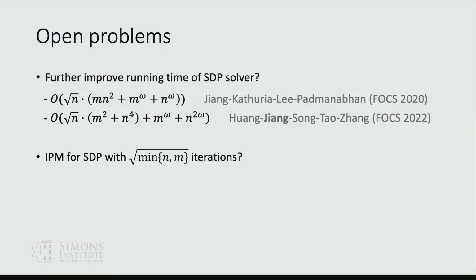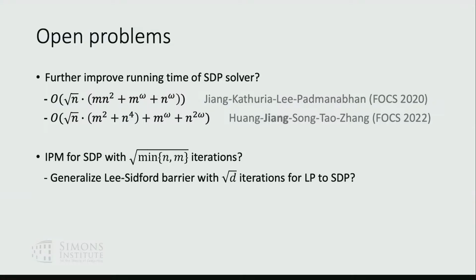Because for the LP solver, as I mentioned, there was this recent paper that reduces the number of iterations from root n to root d. And in some cases, you can have much fewer constraints than variables. So it's unknown if we can get something similar for SDP or for other conic programming questions.